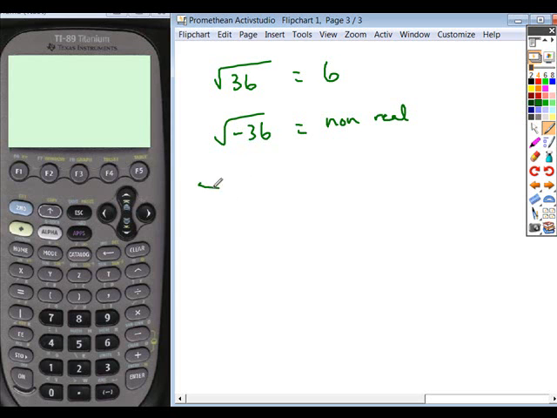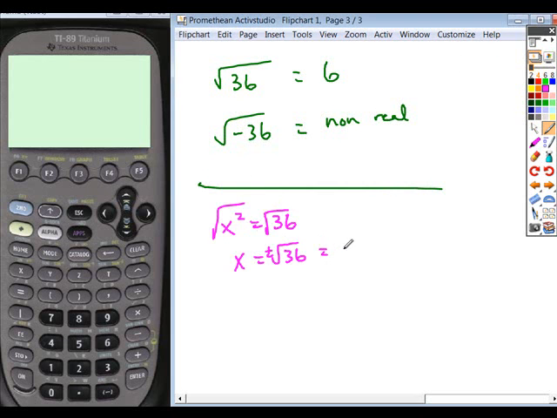Okay, but if I compare that to x squared is equal to 36, now when you solve, like if you square root both sides to solve an equation, so you get x is equal to the square root of 36, you have to take into consideration the positive and negative in this. So now you do get the plus and the minus 6.